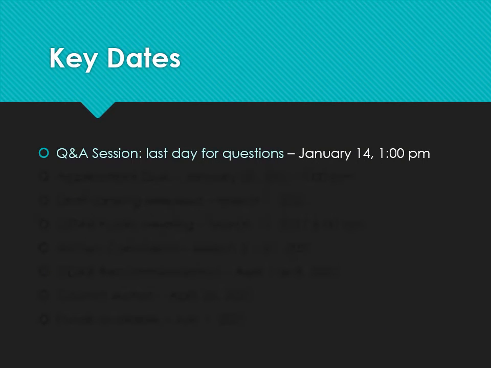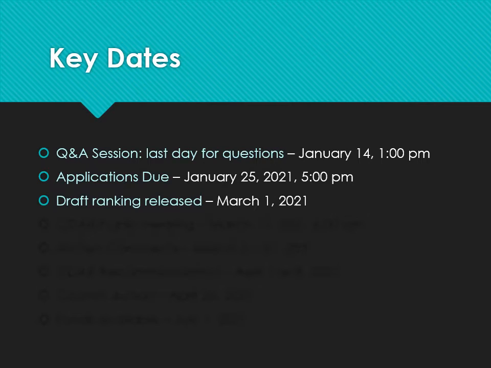The timeline is the same for all NOFA applications. The one exception is that there is a deadline for questions for the Housing and Human Services applications, which we'll discuss later on. Some other important dates to know are, of course, applications are due January 25th at 5 p.m. The draft rankings of the applications received will be released on March 1st.